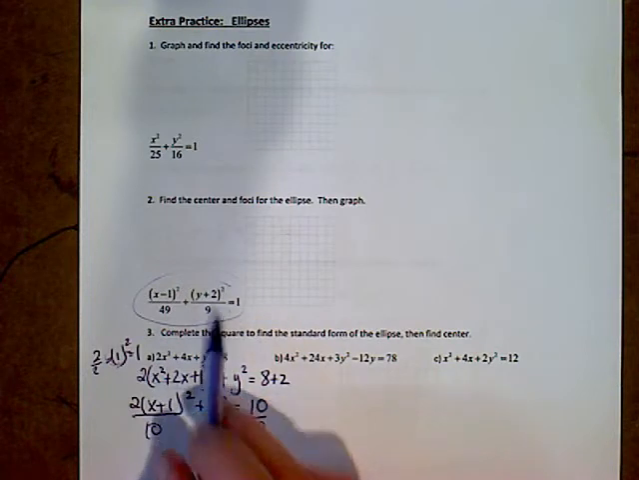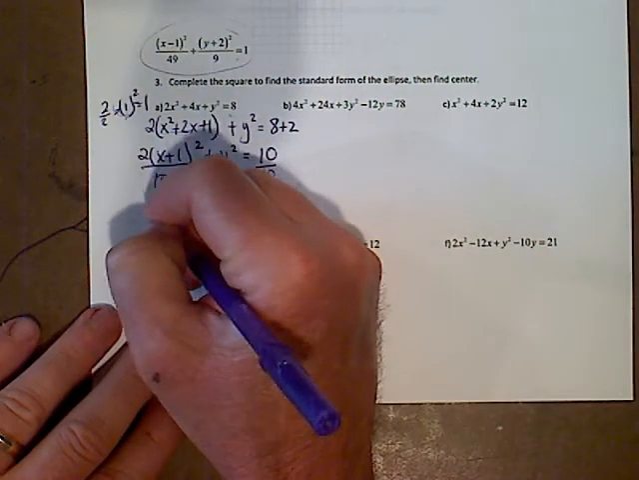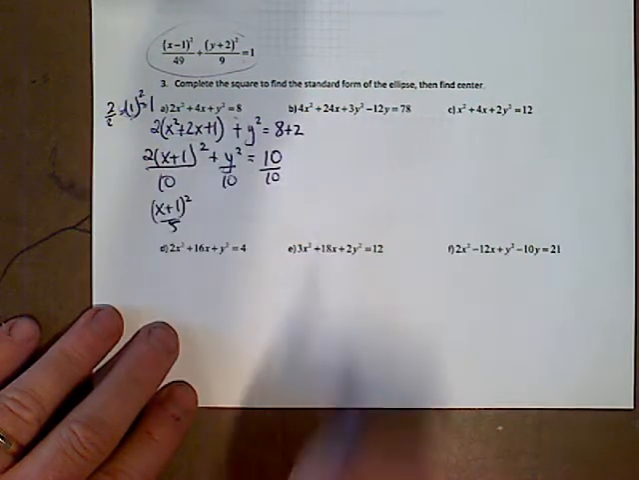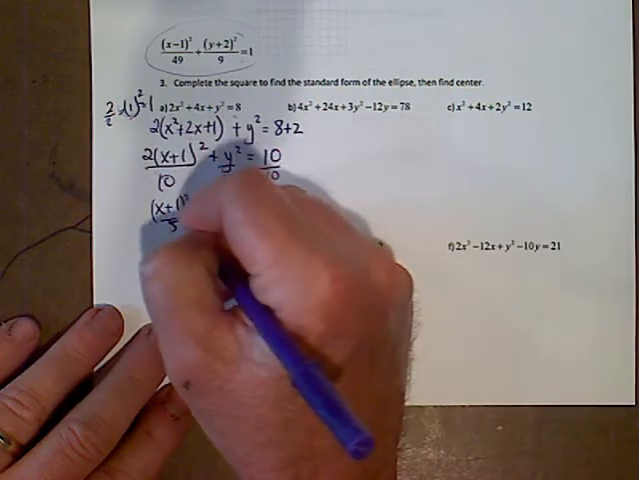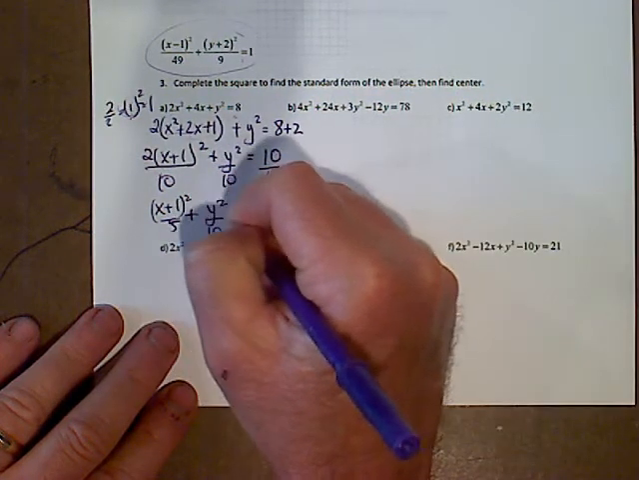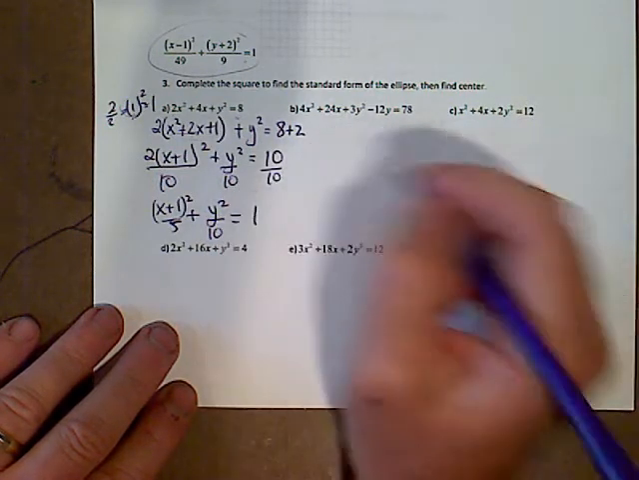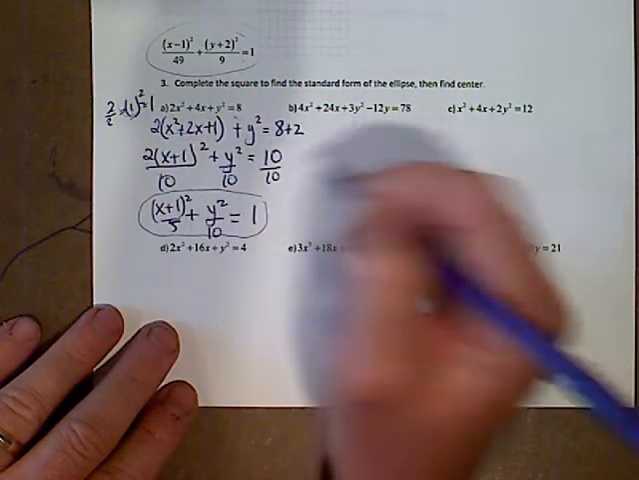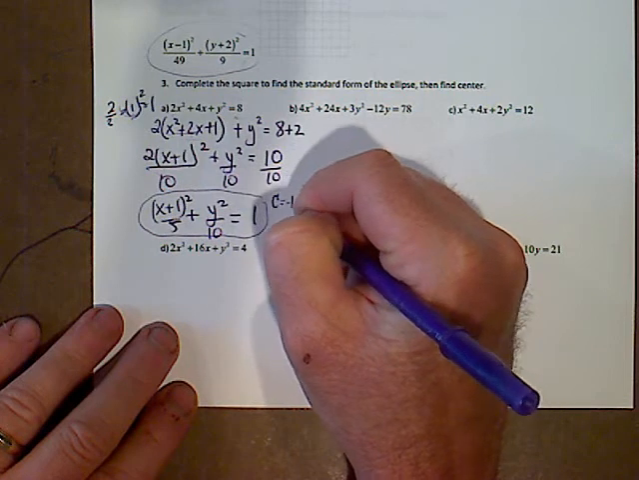Okay, because you know you have an ellipse if the numbers are different. Okay, so if the numbers are different, divide every part by 10 here, and now here's what you're going to have. You're going to have x plus 1 squared over 5. Now how did I get that? I reduced the 2 and the 10. Okay, plus y squared over 10, there's nothing to reduce there, equals 10 over 10, which is 1. And now you found the ellipse standard form. The center here would be -1, 0.